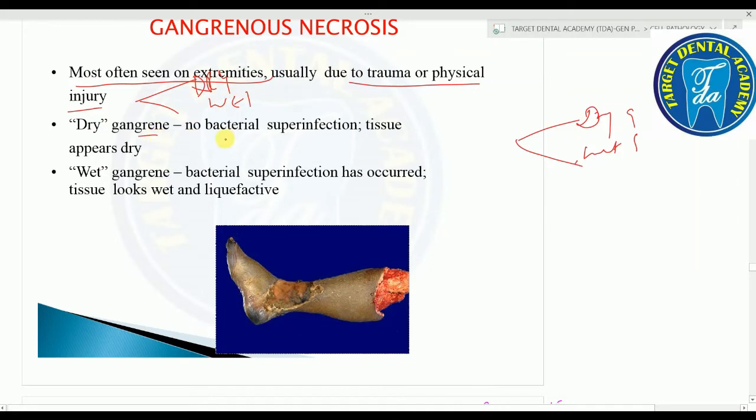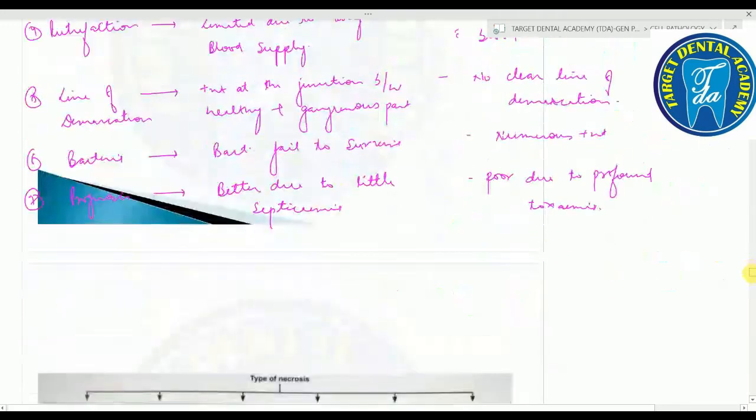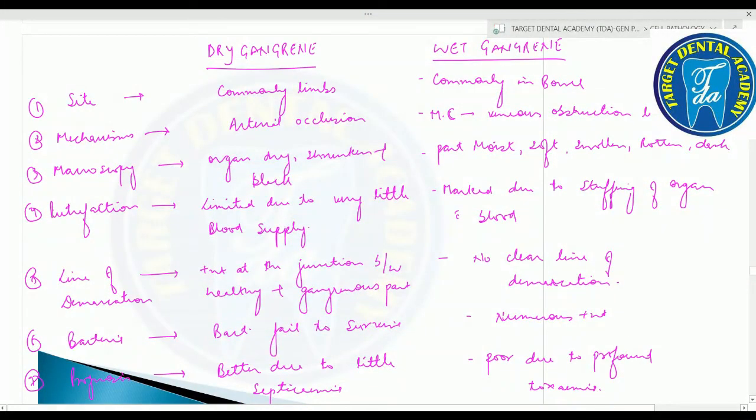The dry gangrene has no bacterial superinfection, and the tissue appears dry, while in the wet gangrene, the bacterial superinfection has occurred. The tissue looks wet and liquefactive. Now let's discuss some very important differentiating features between the dry gangrene and the wet gangrene.